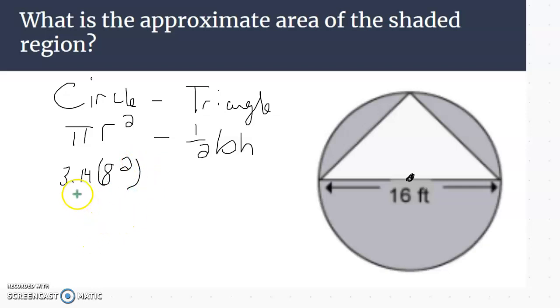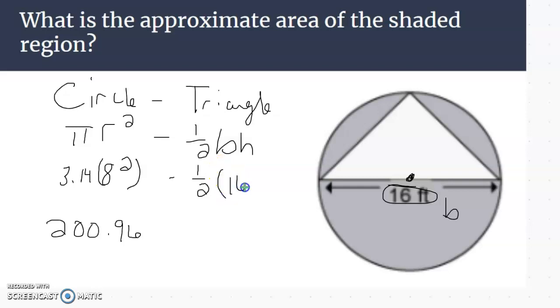Go ahead and finish this out. If you take 8 squared, you get 64. 64 times 3.14, calculator says 200.96. That takes care of the area of the circle. We need to subtract away the area of the triangle. Now it's not too well noted here. We know the base. The base of the triangle is 16. It happens to match the diameter.